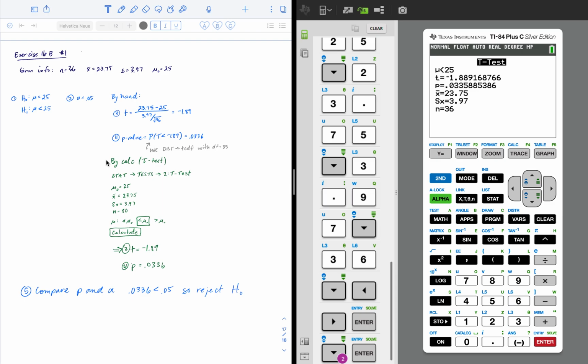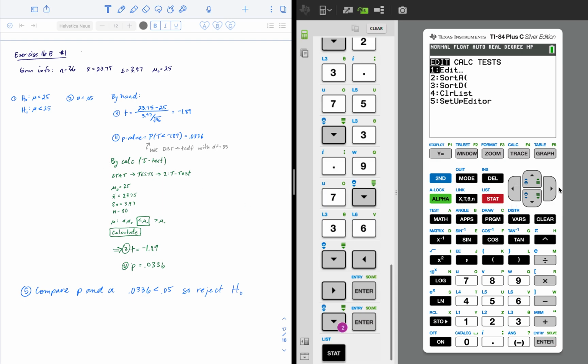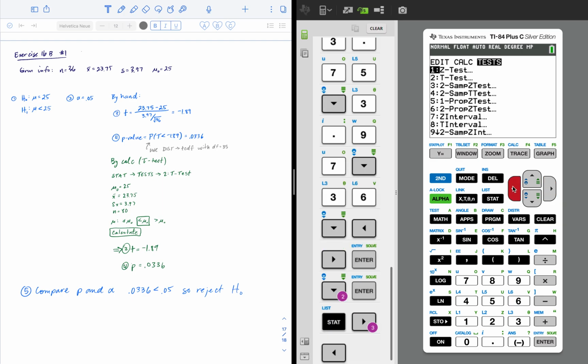Okay, so those are two valid ways. Clearly, the green, using the t-test, again, that's stat, tests, and go to the t-test, is going to be the quickest way, but I want to show you that both ways give you correct and exact solutions. To finish this problem, we just compare the p-value and the significance alpha. The p-value of 0.0336 is less than 0.05, which tells us to reject the null hypothesis.